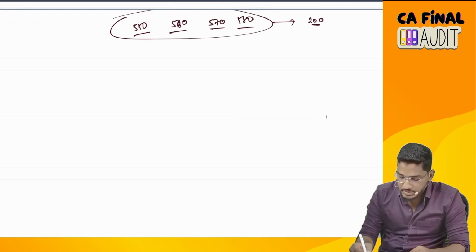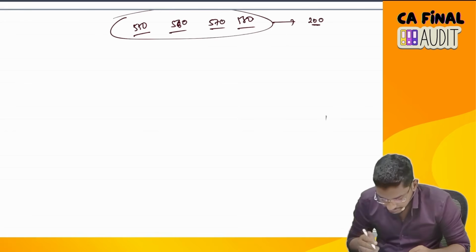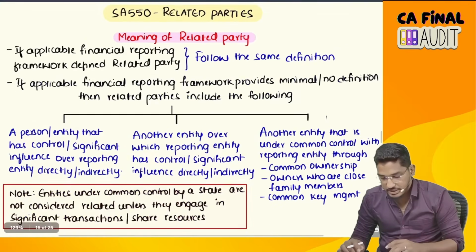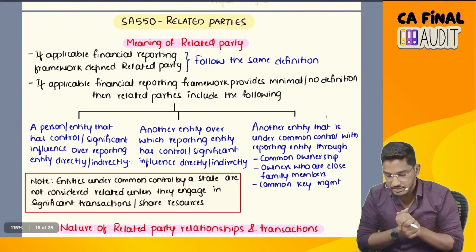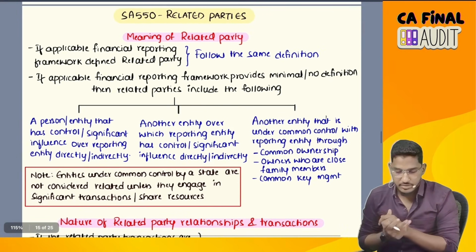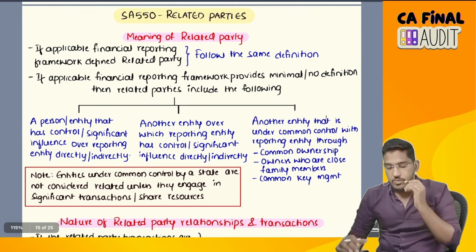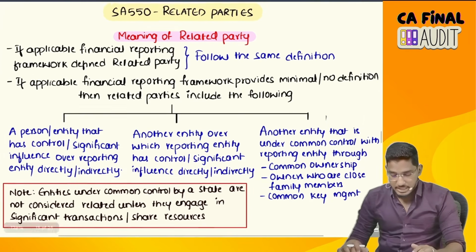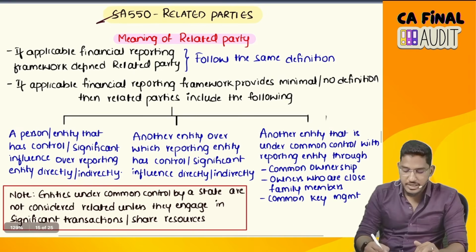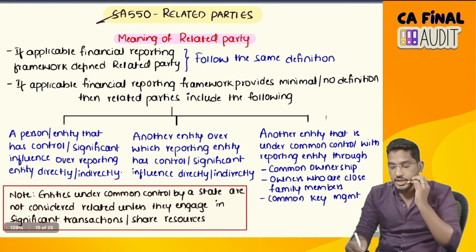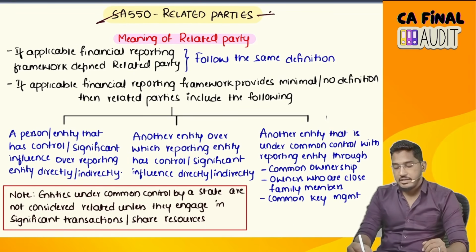Okay, right. So let us now try to understand SA 550, which is talking about related party transactions. From the chart itself, we'll try to have a quick overlook. Once again, 550 is important for the MCQs. So let us try to have a quick understanding of 550, which relates to related party transactions.